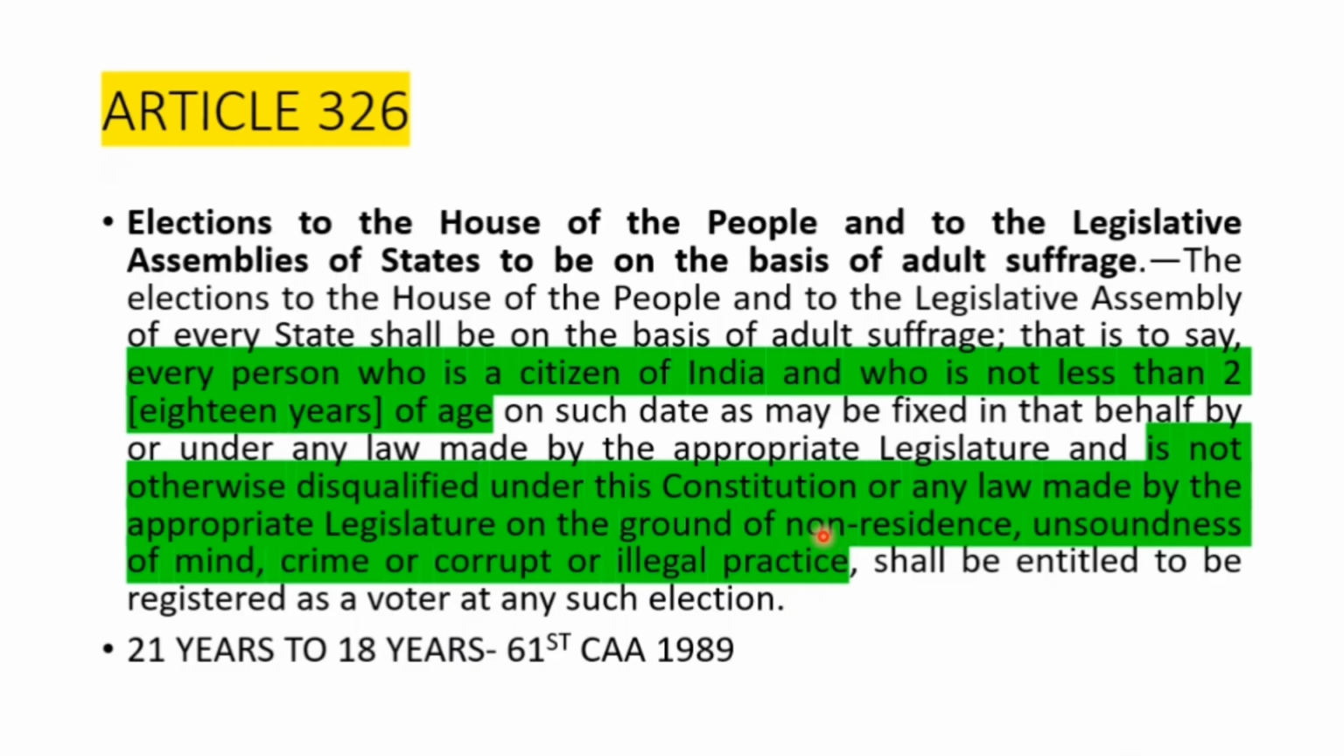So remember these grounds in order. This may come in the exam: non-residence, unsoundness of mind, crime, corrupt practices, or illegal practices. And also you have to remember that this 18 years was changed from 21 years in the 61st Constitutional Amendment Act 1989. This may also come for the examination.